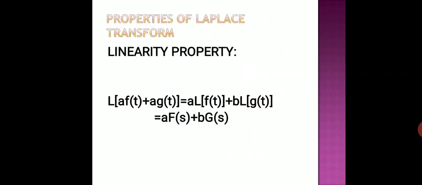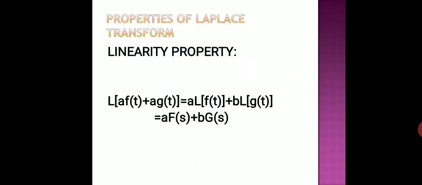One of the formulas is L of t power n equal to n factorial divided by s power n plus 1, or gamma n plus 1 divided by s power n plus 1. If n is an integer, we use the formula n factorial divided by s power n plus 1. Otherwise we use gamma n plus 1 divided by s power n plus 1. Properties of Laplace transformation.